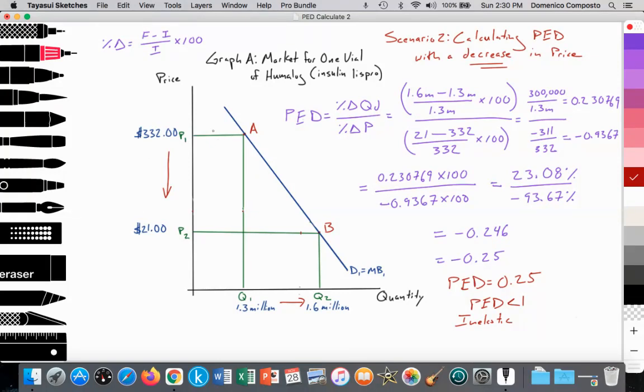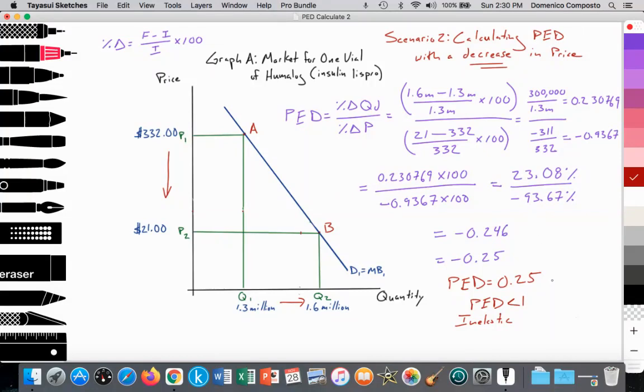On a test, you would get perhaps a diagram with the quantity data, the price data, or even a table. And in that table, the price and quantity data, and you'd be asked to calculate the percent change as a result of price changing from an initial price to the final price, and looking at the impact on quantity from the initial quantity to the final quantity. So this is how you would calculate that.